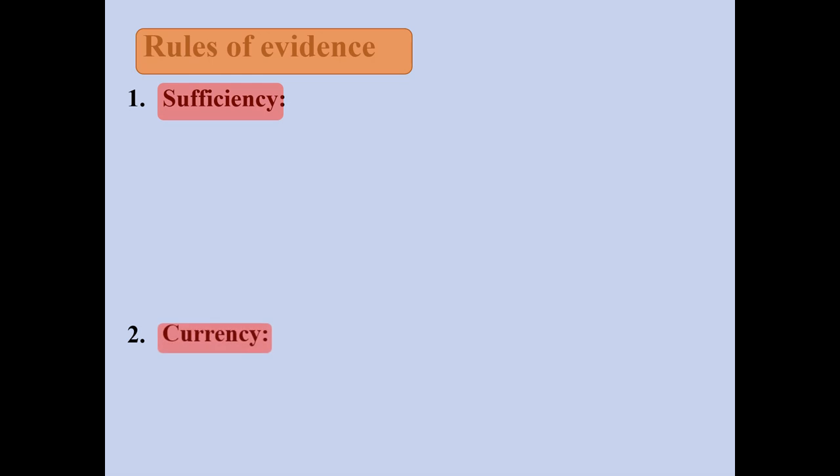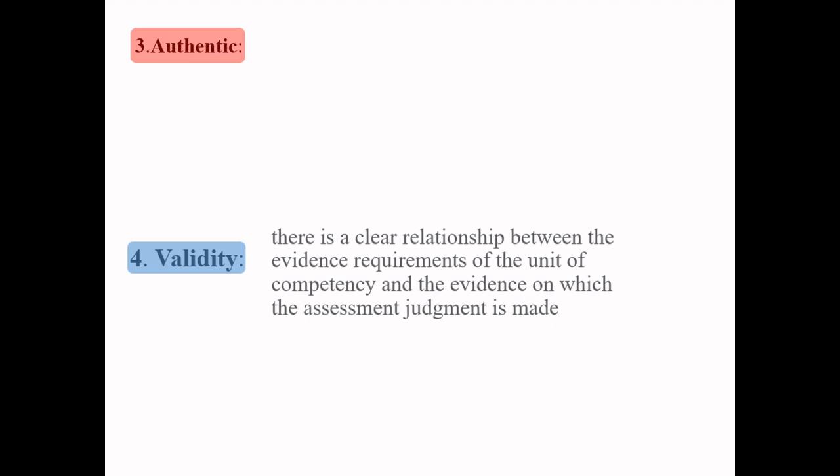Number 2, it should be current. The evidence demonstrates the candidate's recent knowledge and skills. For instance, in programming, you should assess the most recent programming language. So it continues, number 3, it must be authentic. That means it must be the candidate's own original work. Number 4, it must be valid. There is clear relationship between the evidence requirements of the unit and the competency on which this assessment judgment is made.